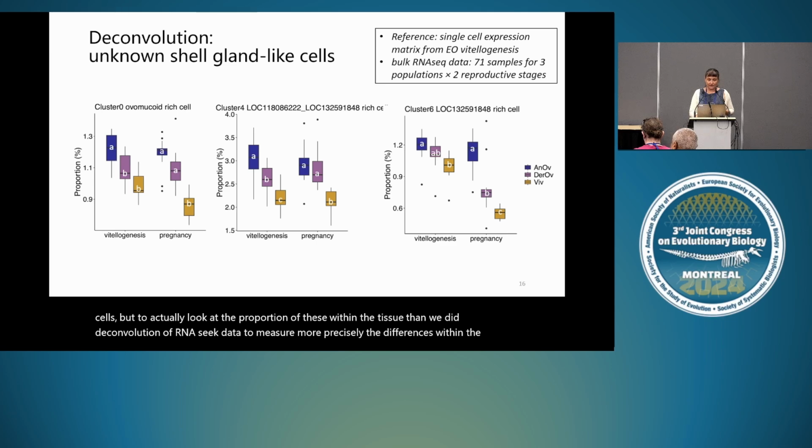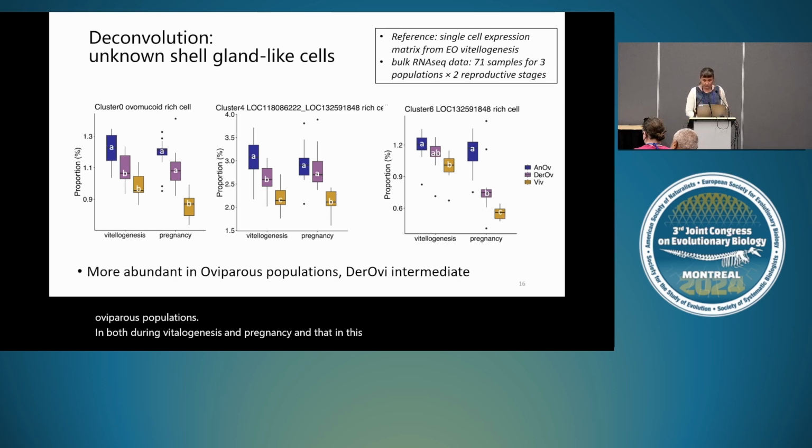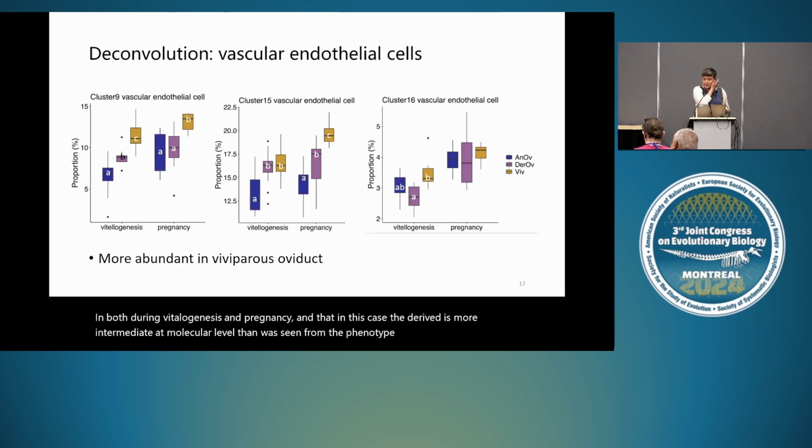And we can see then that shell gland-like features are more abundant in the oviparous populations, both during vitellogenesis and pregnancy, and that in this case the derived is more intermediate at the molecular level than was seen from the phenotype. And similarly, consistent with our overview from the single cell data, the vascular endothelial cells are much more abundant, a high proportion, in the viviparous oviduct.